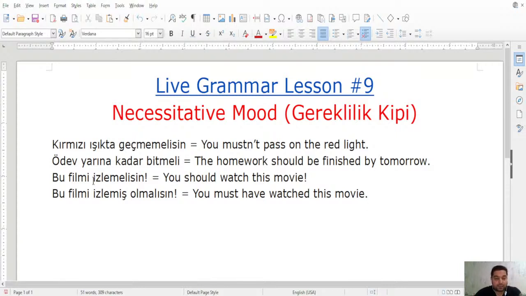So what do we have here as a structure? İzlemiş is having watched, and olmalısın is to be. So in Turkish we basically say that you must be in the position that you have watched this movie. That's why we say bu filmi izlemiş olmalısın. You have to be in a situation that you have watched this. That's basically what you say in the Turkish language. Bu filmi izlemiş olmalısın. You must have watched this movie. Okay. Let's get a couple more examples. Let me find good ones.